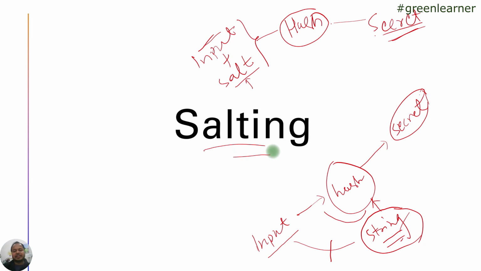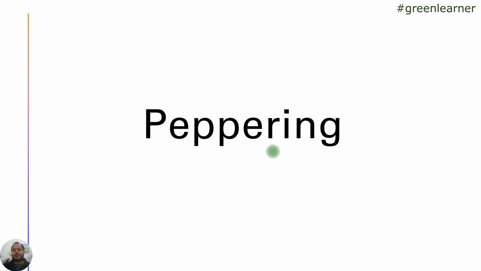Salting tells us, and it adds one layer of security again. The next concept is about peppering. Peppering is different. We can say that it is kind of salting, but a bit different. With salting, for each password, a unique random string was generated and stored along with the hashed password itself.